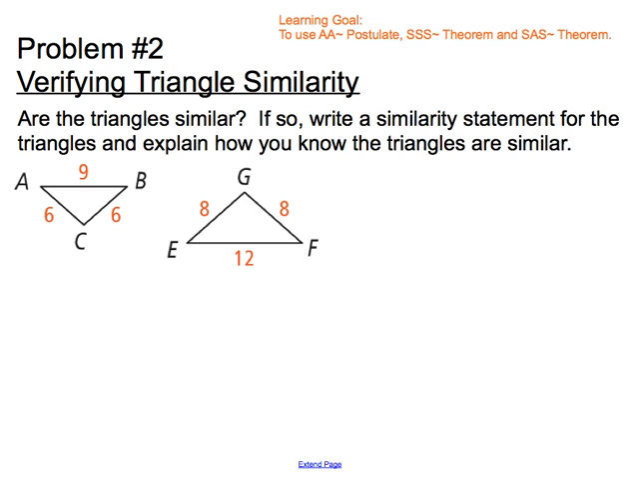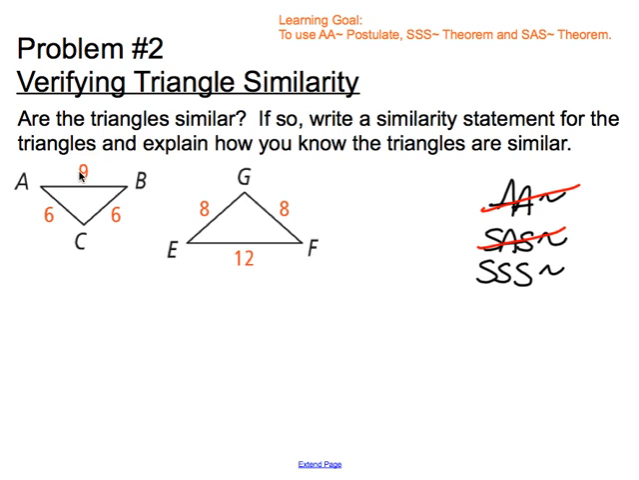So the second type of problem we'll see will ask us to verify triangle similarity. Here again we're asked the question, are the triangles similar? If so, write a similarity statement for the triangles and explain how you know the triangles are similar. Much like the situation we had with triangle congruence, we have a few options. We have angle-angle similarity, side-angle-side similarity, and side-side-side similarity. Since in this picture there are no angles given, it seems like the only option we have is side-side-side similarity.